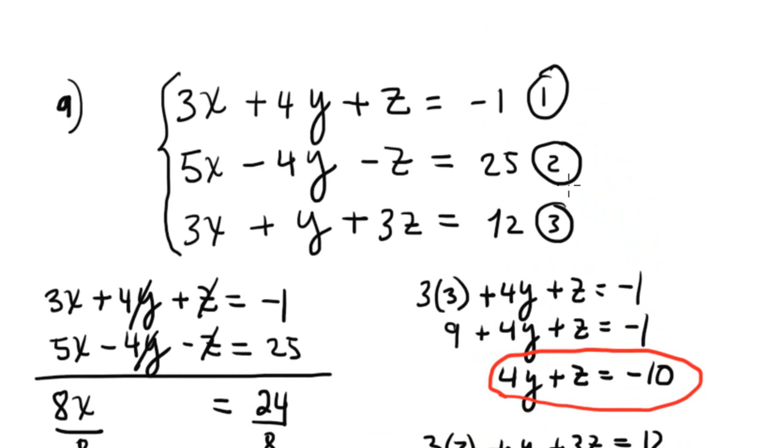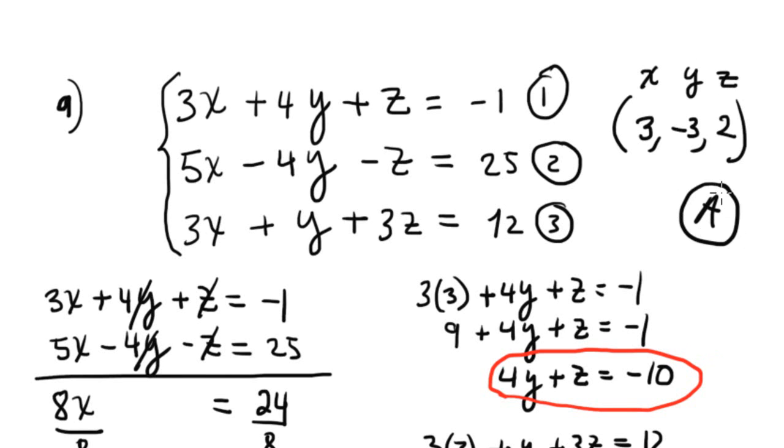Now the solution, the triple ordered pair solution is x is 3, comma, y is minus 3, comma, z is 2. So the order is alphabetical order, x, y, and z. And this is the answer corresponding with the option A.